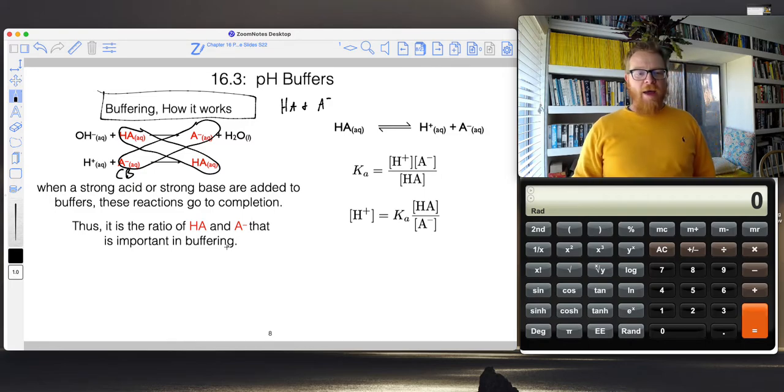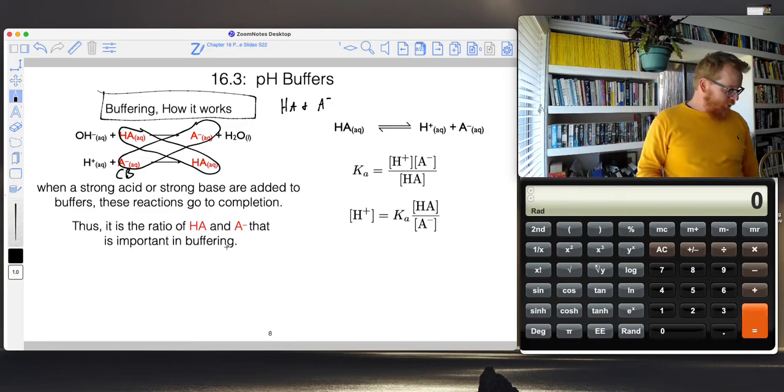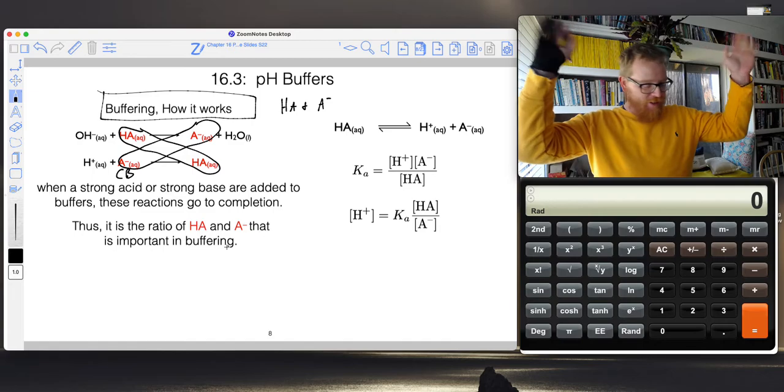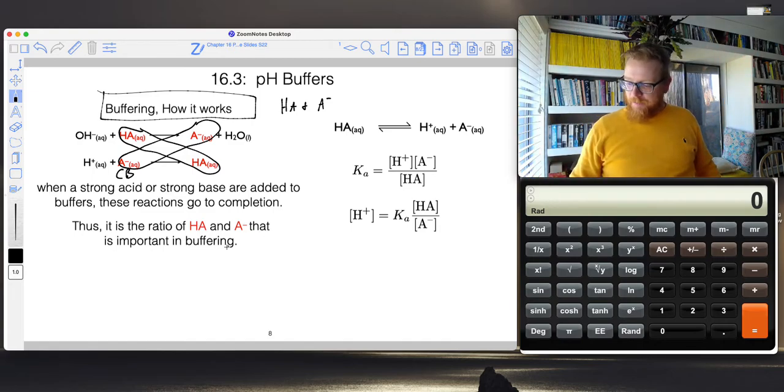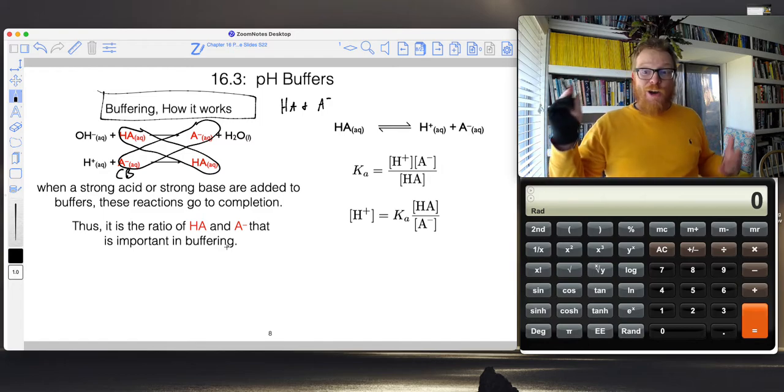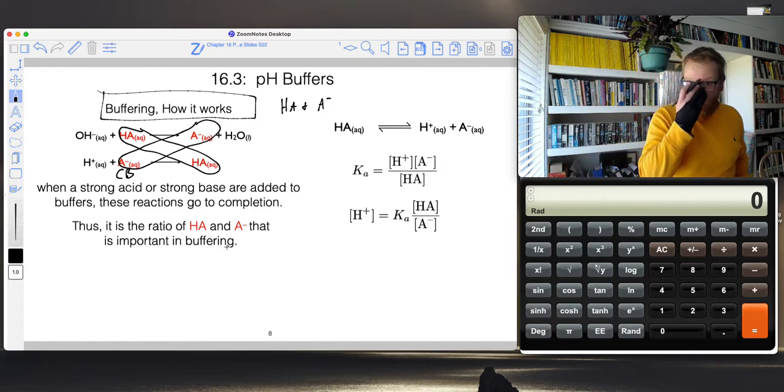Okay, so now this is the point where I'm going to introduce a new way to calculate the pH of these buffering solutions where we don't need to use a rice table. So everybody jump up and cheer. No more rice tables, and we'll see why.